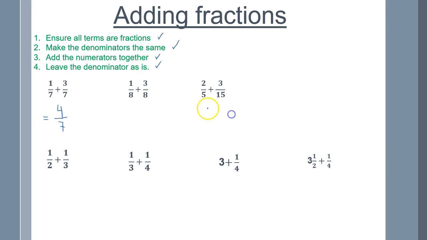Okay, I should have one more step there that says simplify. So we can't simplify this one, but you should always simplify your fractions when you've got your final answer.